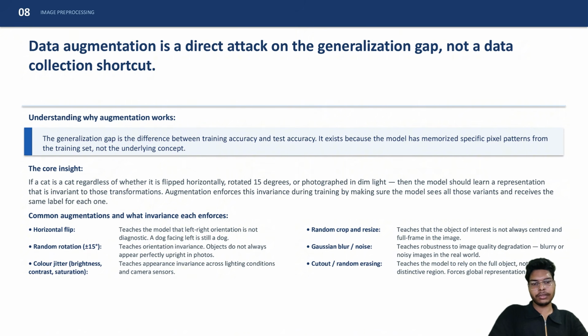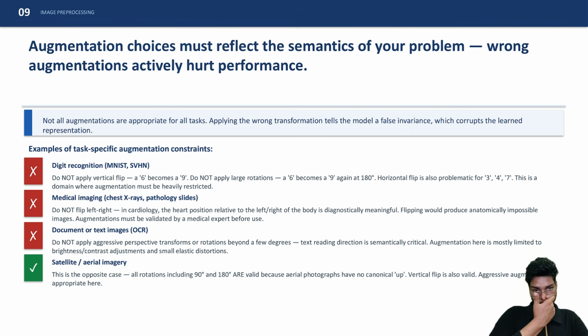So we show it all those variations during training. Horizontal flip enforces left-right symmetry. Rotation enforces orientation invariance and color jitter enforces lighting invariance. Random crop teaches that the object isn't always centered. Cutout forces global learning; the model can't just recognize the dog's white nose. So it has to learn all the patterns and invariances.